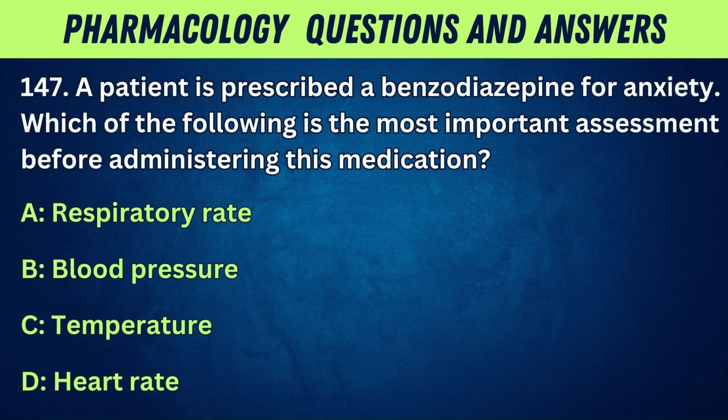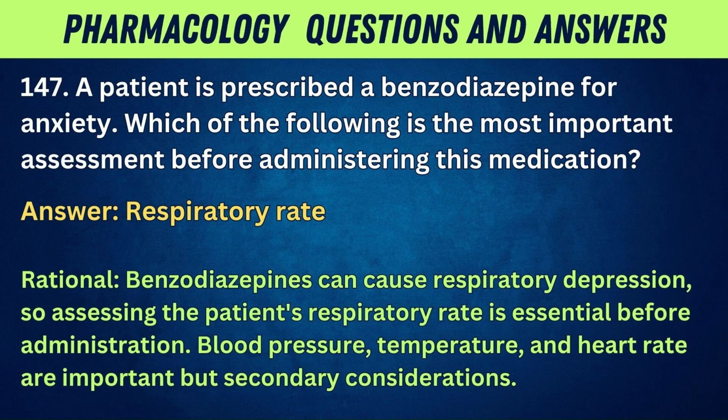147. A patient is prescribed a benzodiazepine for anxiety. Which of the following is the most important assessment before administering this medication? A. Respiratory rate. B. Blood pressure. C. Temperature. D. Heart rate. Answer: Respiratory rate. Rationale: Benzodiazepines can cause respiratory depression, so assessing the patient's respiratory rate is essential before administration. Blood pressure, temperature, and heart rate are important, but secondary considerations.